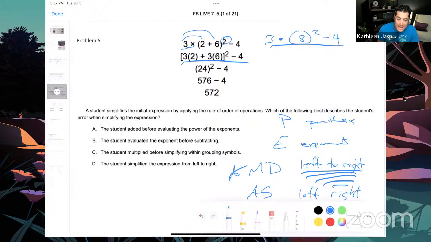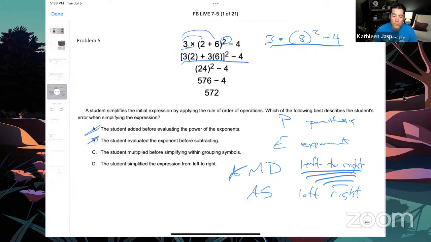It says the student added before evaluating the power of the exponents. No, there was no adding involved. Although he could have added in the parentheses, that's totally fine. Make the 2 and the 6 into 8 just like I did, but that's not where the mistake was. B says the student evaluated the exponent before subtracting. Well, I don't see anything being evaluated on the exponent before subtracting. That's not what happened, so that's gone.